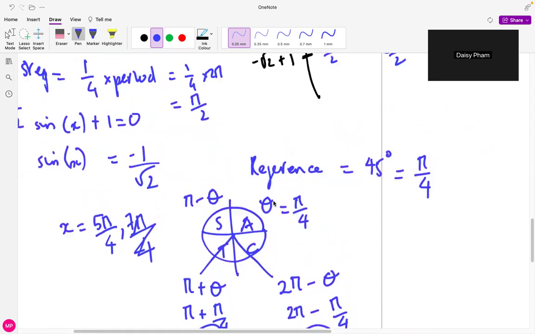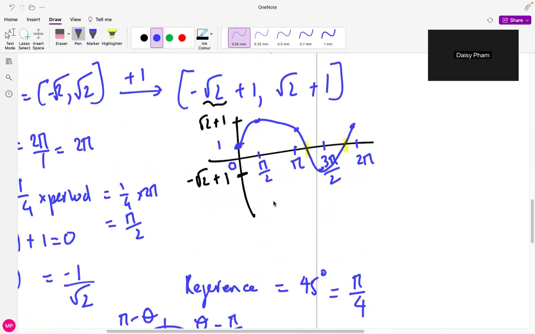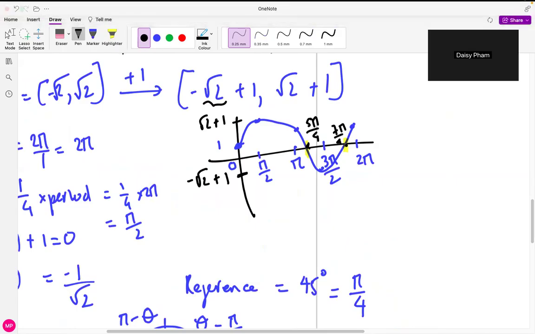So what does that mean? If I look at my graph, you can see this point here, they have two x-intercepts. So one of them will be the smaller one, 5 pi on 4, and the other one is 7 pi on 4. Okay.